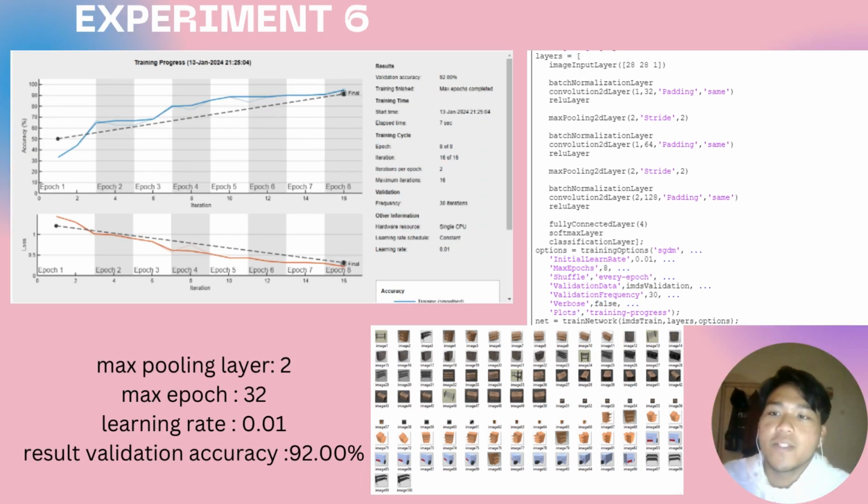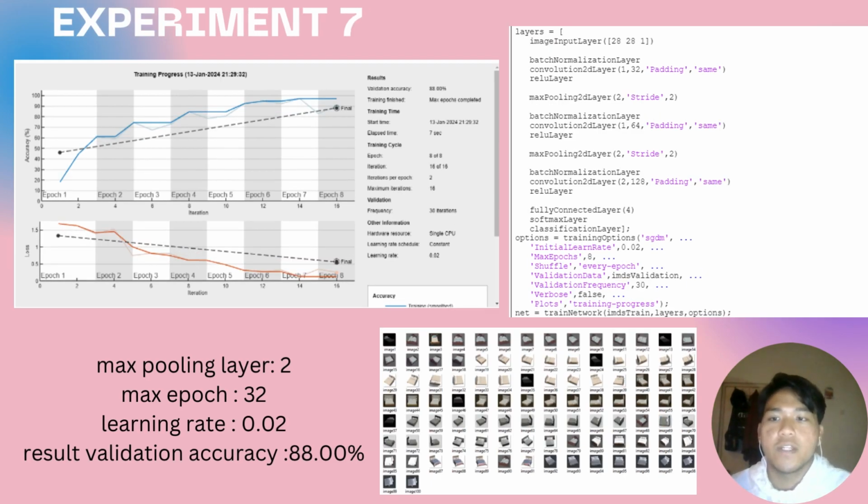Okay, my name is Mohammad Arif and I want to continue from Ms. Ashikin to explain about the training phase. For experiment 6, the maximum pooling layer is 2, the maximum epoch is 32, same as the previous experiment. The learning rate is 0.01 and the result validation accuracy is 92.00%. This experiment just needs 7 seconds to complete the training time.